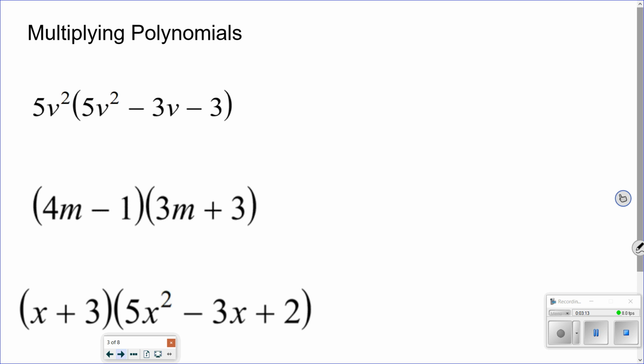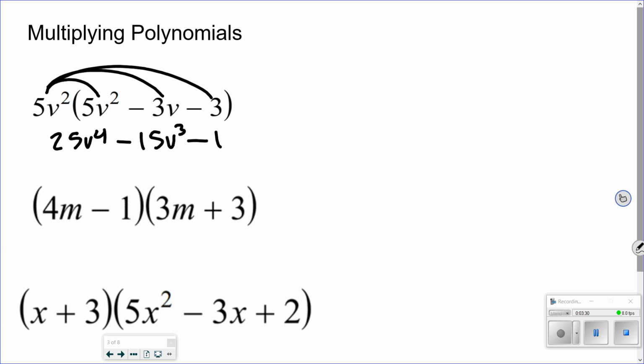Now, multiplication. Most of us are really good at this, right? This is just the distributive property. 5v squared times 5v squared would be 25v to the 4th. 5v squared times a minus 3 is minus 15v cubed. 5v squared times a minus 3 would be a minus 15v squared. This next example, I'm actually going to skip past this one and go down to this bottom one.